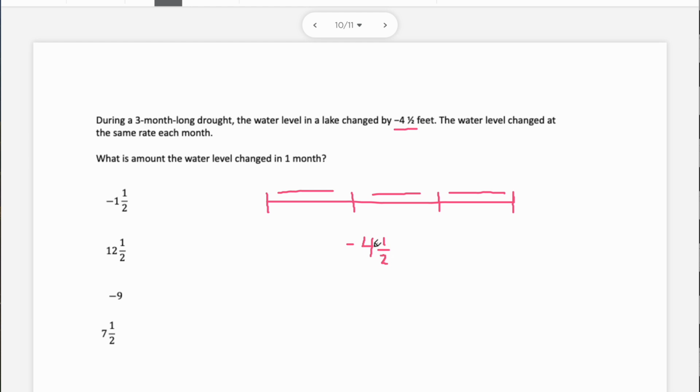Let's do that again. 2 times 4 is 8, plus 1 more is 9, and it's negative. And then you keep the denominator the same, which is 2. Okay, so -4.5 is the same thing as -9/2. And remember, we want to divide this, so let's write that over here by 3, because it's 3 months. Okay.